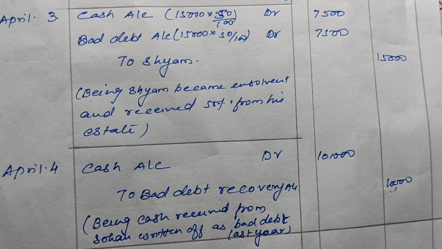Okay, so the important point to note down is that if full settlement is given, the difference amount will be transferred to discount account, and if insolvency is given, the amount not received will be transferred to bad debt account.